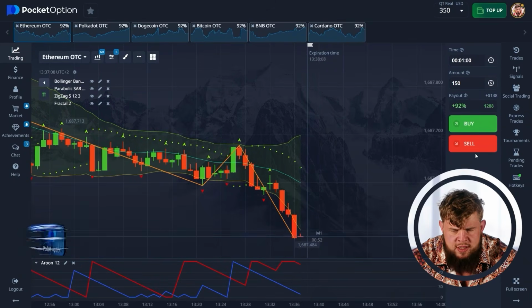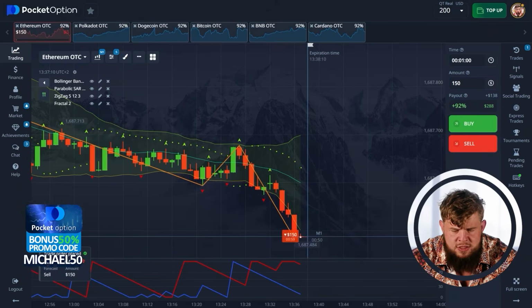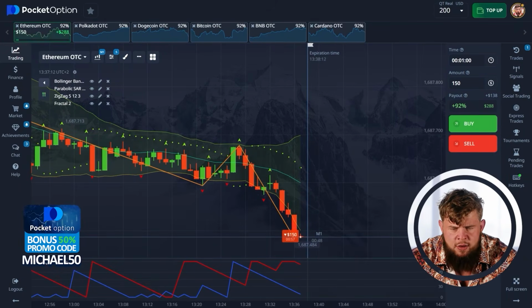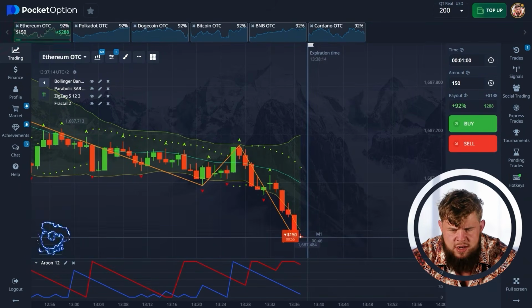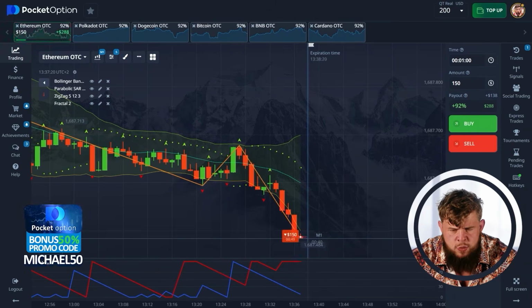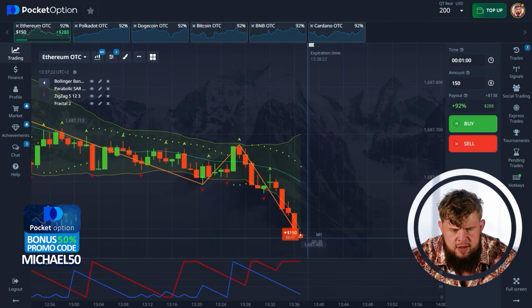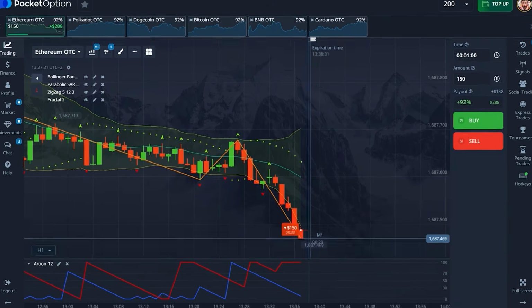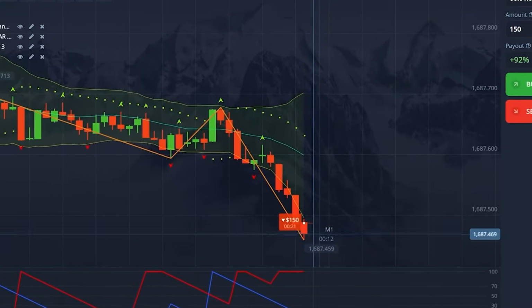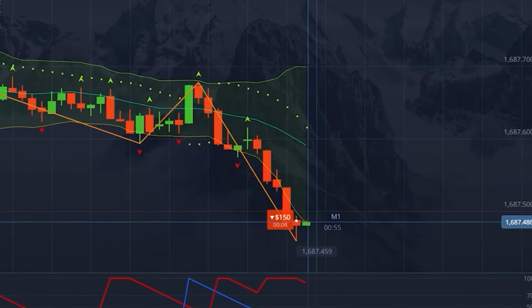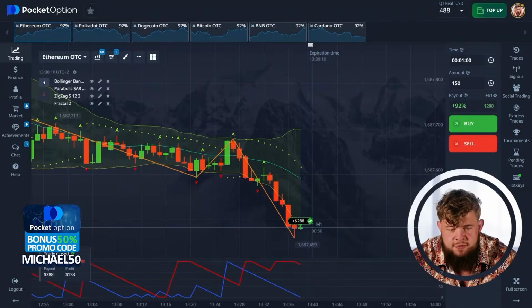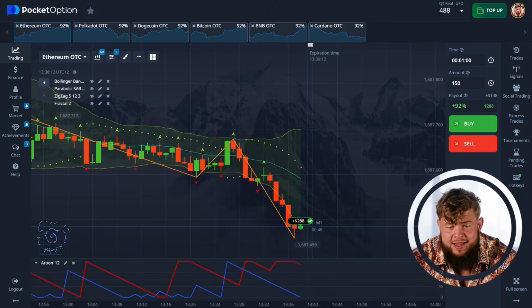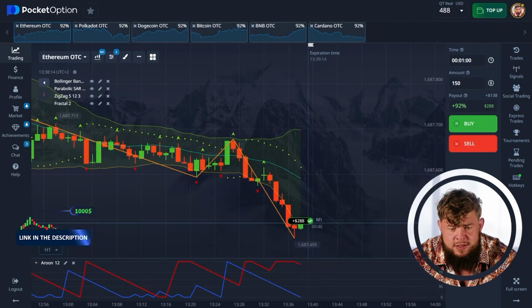Parabolic Star is also telling us the same, so let's listen to them and open a sell position, investing our $150 in this trade. So it's done. We have $200 left on the account, and let's see what we will get from this trade. I'm almost sure it will be profitable. Okay, so the first trade is profitable, and we have around $488 on the account. Let's move forward.